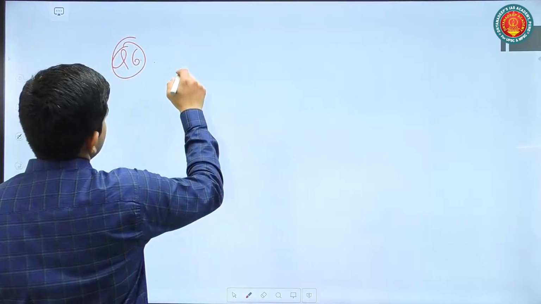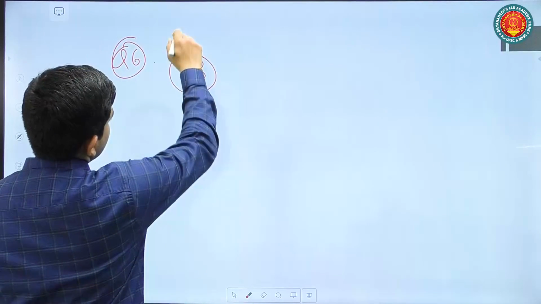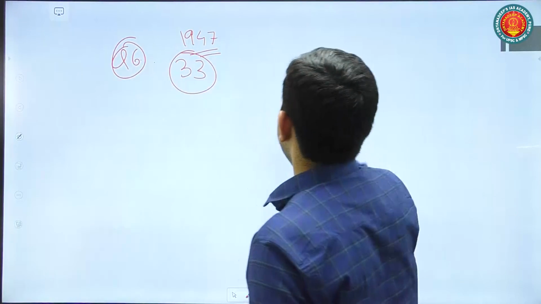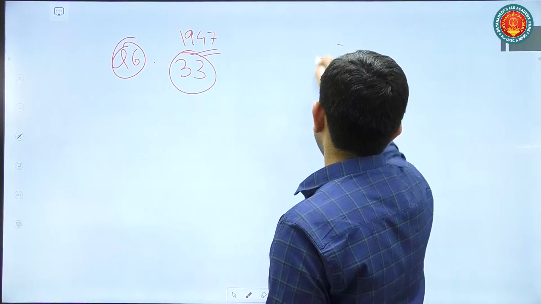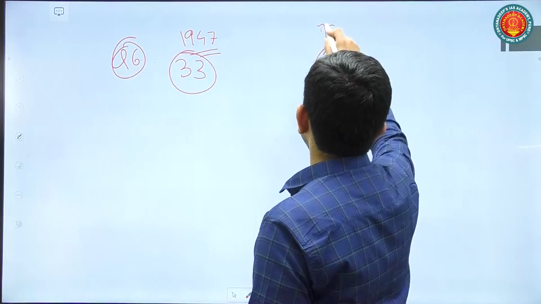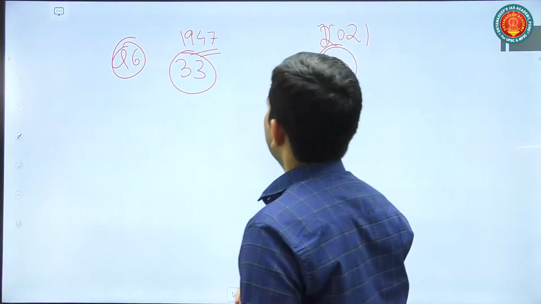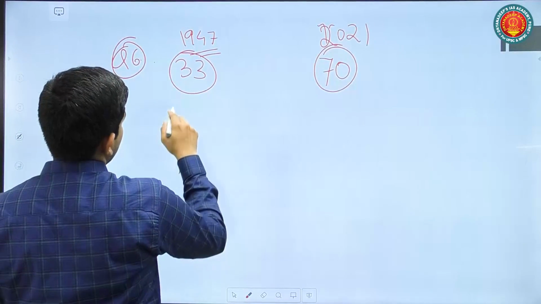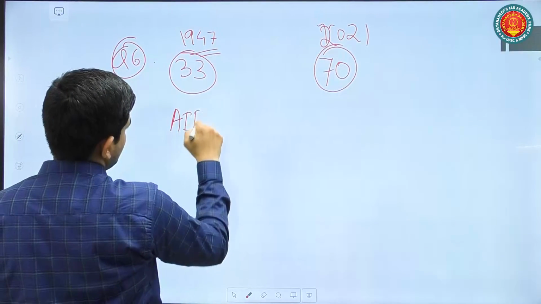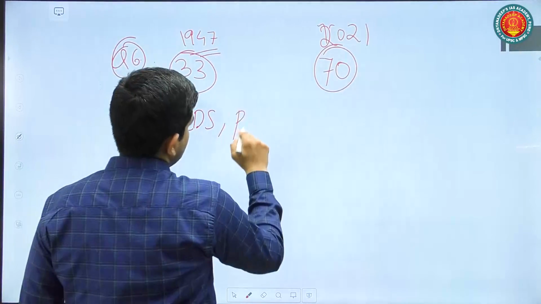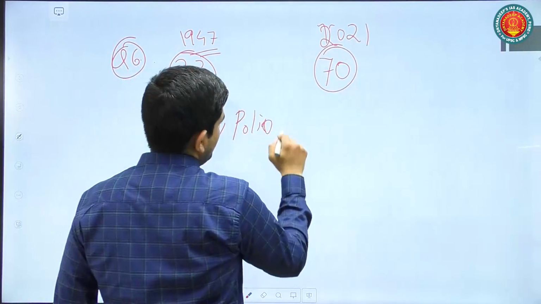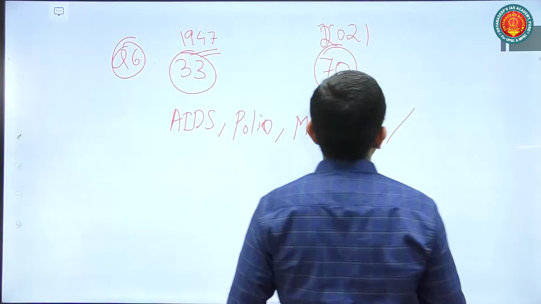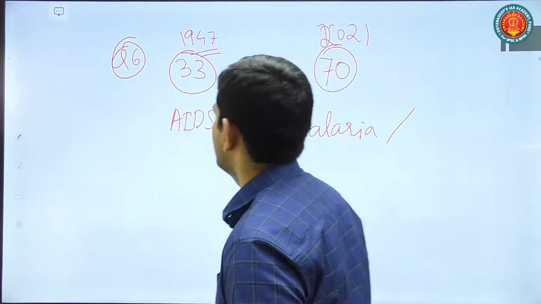For example, our life expectancy in 1947 was around 33 years. Now we have a life expectancy of 70 years, which is a very good step. By 2020 we have been able to curb diseases to a greater extent, such as AIDS. Then we have also curbed polio. Then we have also curbed malaria to a greater extent. It is still there, but we have been able to curb it significantly.